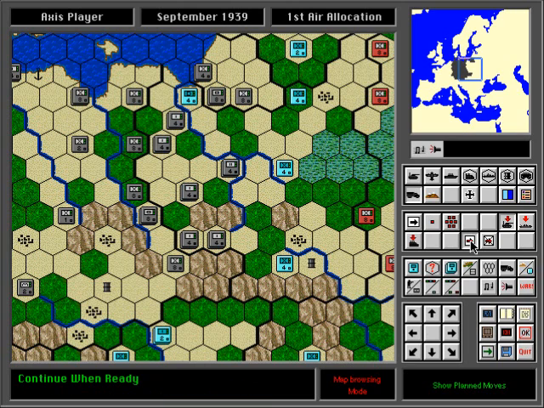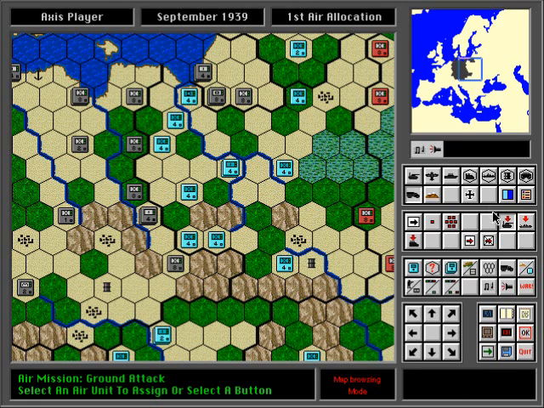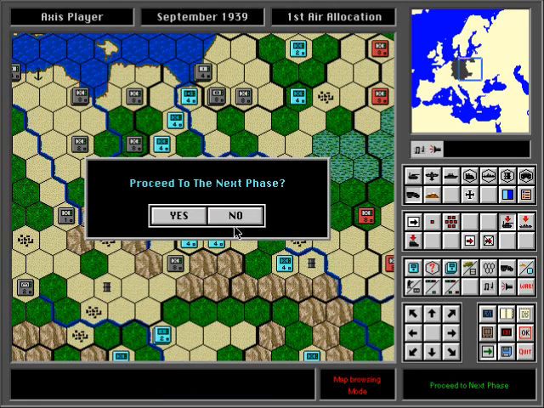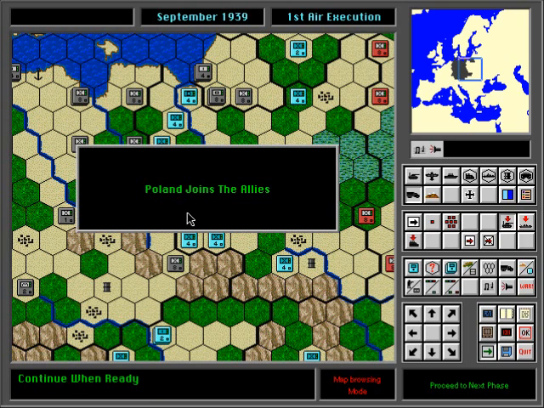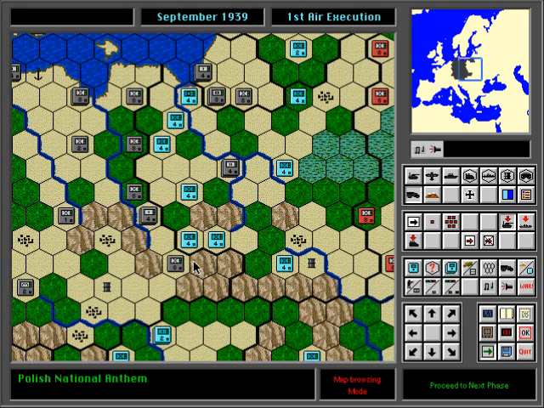So whenever I plan my moves, I always like to hit the Show Plan Moves button. You can see that every Polish unit is being attacked, and now I am ready to start the war. So I'll hit the Go to the Next Turn button, and one thing you'll really like, if you're me, is they play the national anthem of the country you're attacking. Poland has an excellent national anthem.